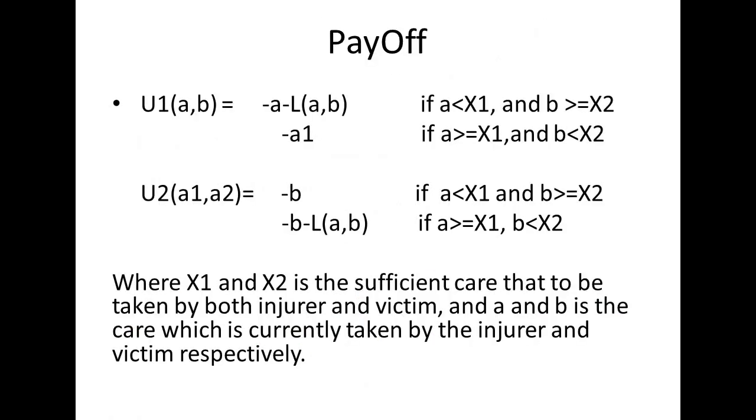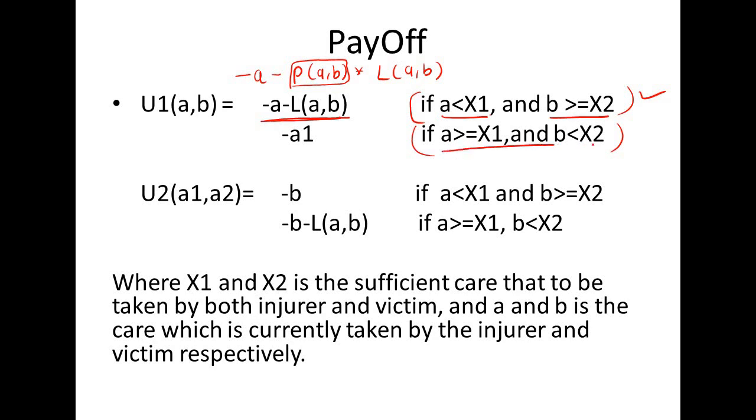Now, what will be the effect of this legal rule on the payoff? We already calculated the payoff function: u1(a, b) = -a - p(a, b) multiplied by L(a, b). This is the payoff function for player 1. Now if I put these two cases in, the first says the injurer is careless and the victim is careful. So the fraction value will be 1, we put 1 here, and we get this payoff.